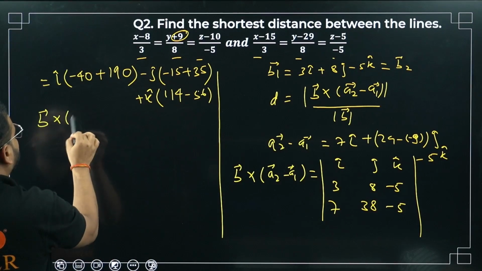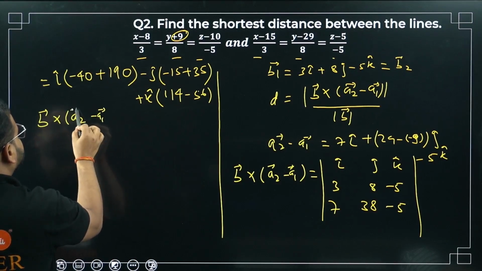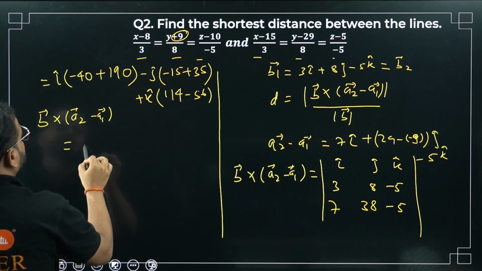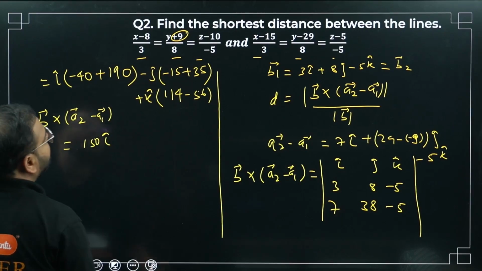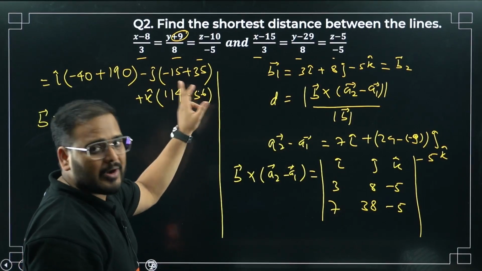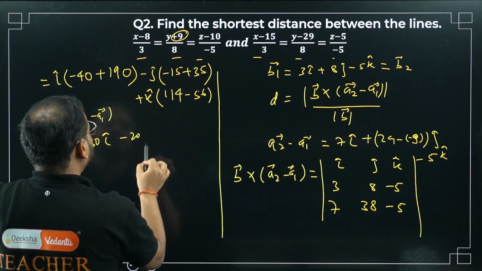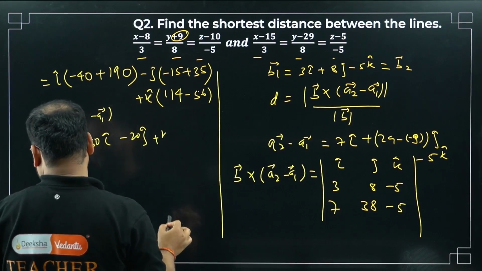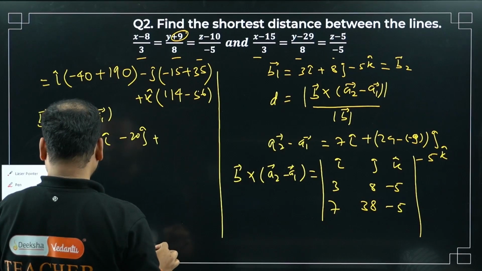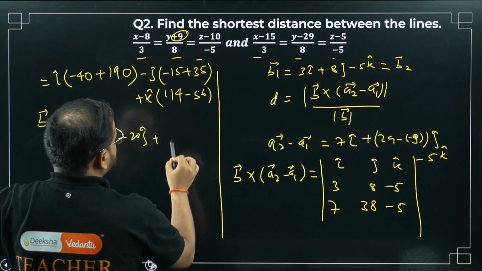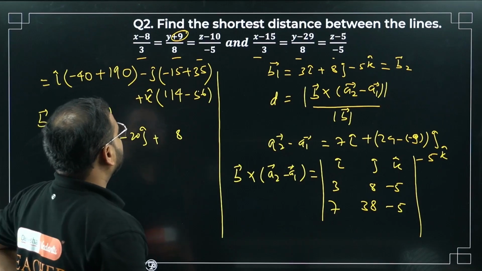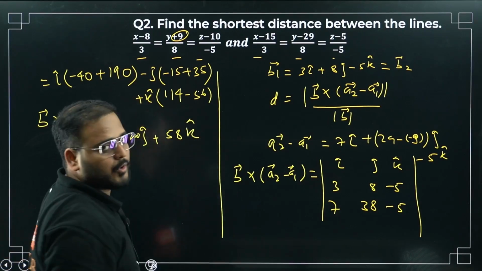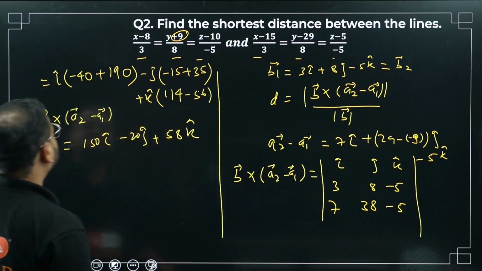B vector cross product with a2 minus a1 vector is coming as, check here, 190 minus 40. So 150 i cap. I'm getting here what? 35 minus 15, so 20. So minus 20 j cap. And this is going to be plus again. So plus, how much is it? Please check. 14 minus 6 is 8, right? And yeah, 58. 58 k cap. Okay, 58 k cap. So what is the answer?